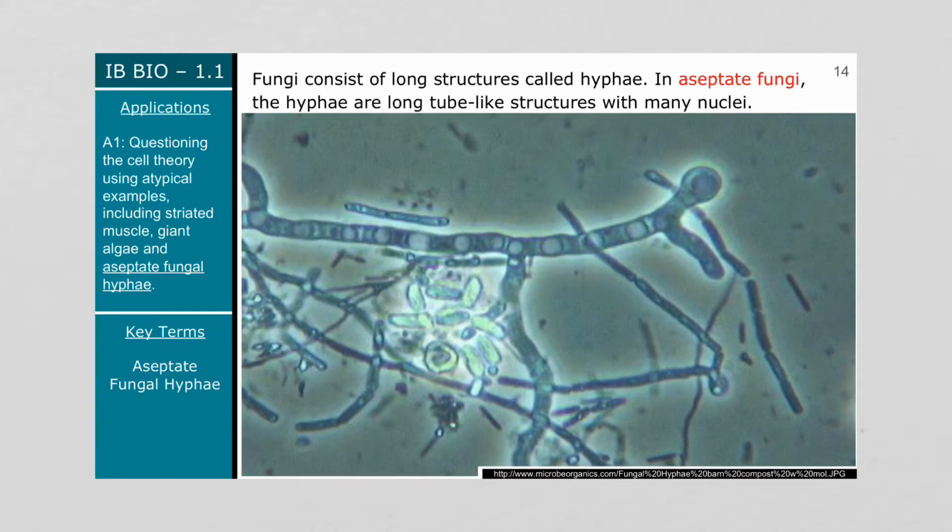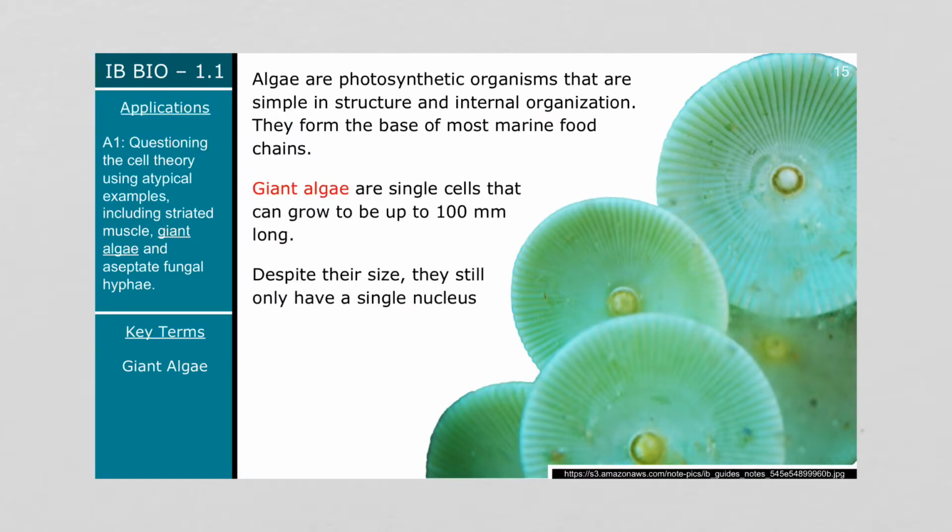Another example is fungi. They consist of really long structures called hyphae, and then in aseptate fungi, the hyphae also have many nuclei similar to the way that the muscle cells have many nuclei. So that's another example. And then the giant algae, these are single cells that can grow up to 100 millimeters long. So that's really large for a single cell. They still only have a single nucleus, though.